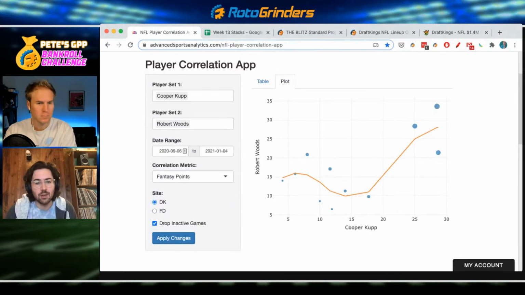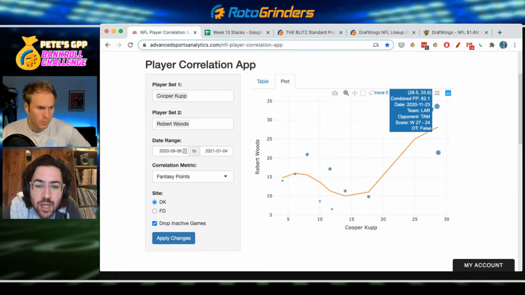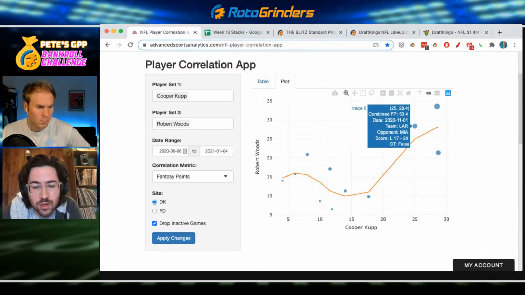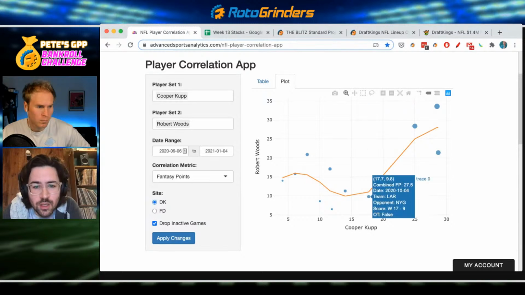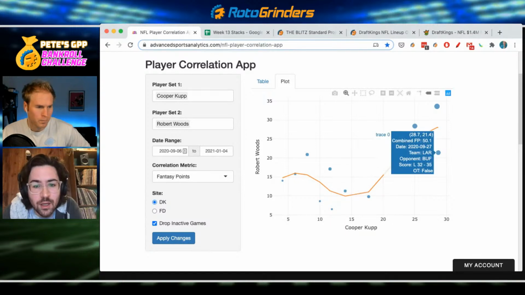It's because of the game. If you hover over the dots, I'm curious to see, so that was a close win in overtime against Tampa Bay. I'm looking at the bottom two rows of that little box, right? So that was that Tampa Bay game. Right, loss. The one at the bottom of that high trio, where Kupp had like 30, loss.